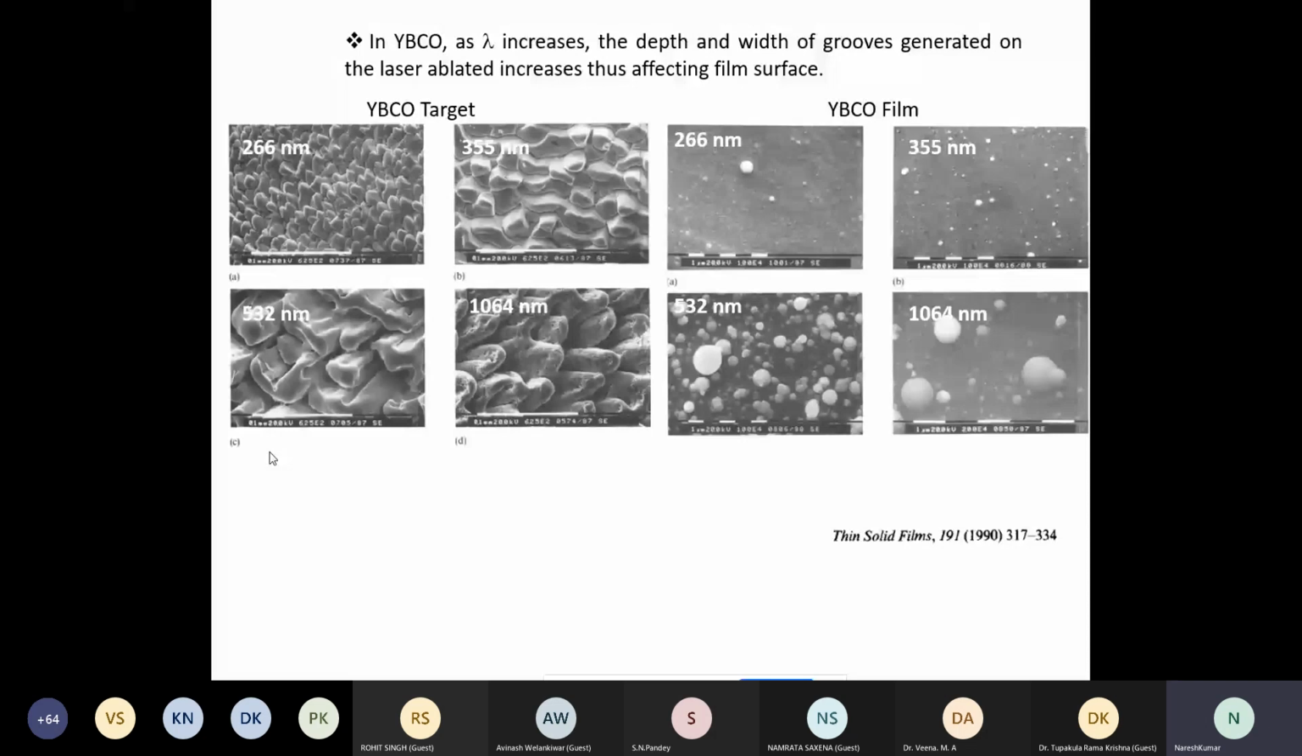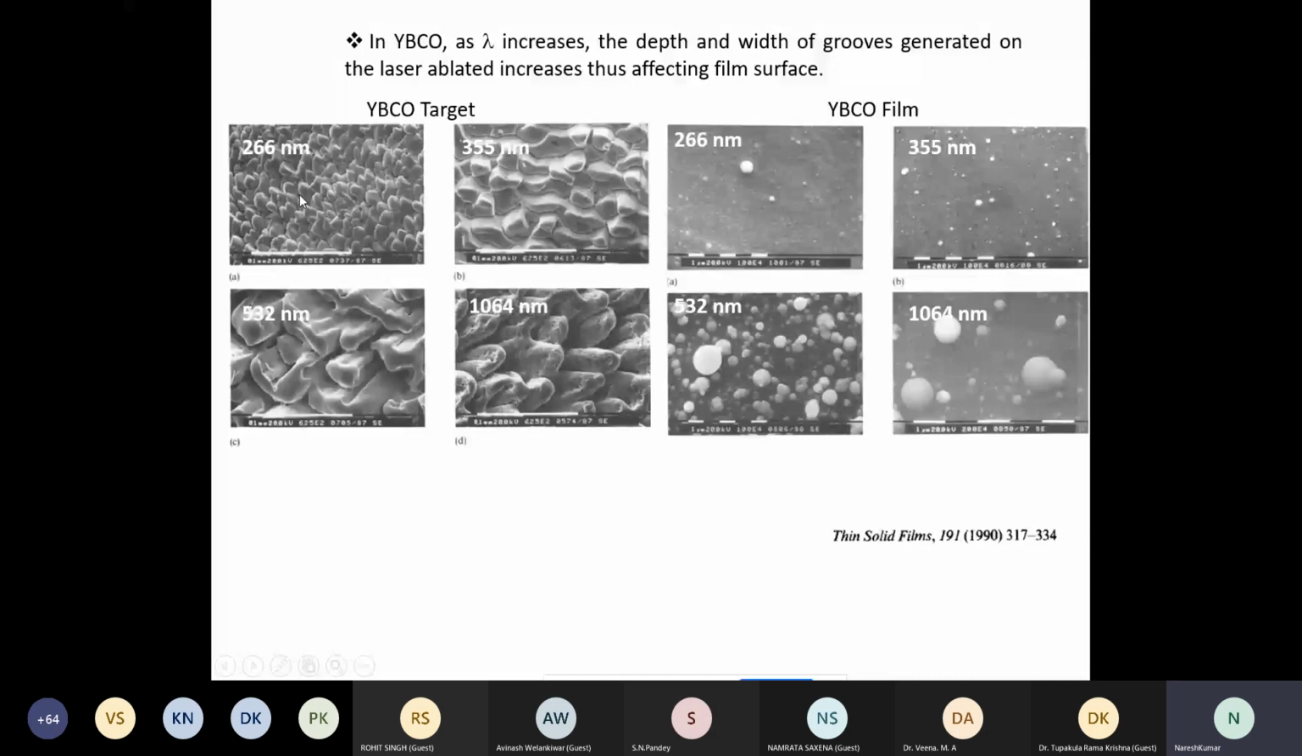But if I reduce the wavelength, let's say 266 nanometer, then these hills are not very sharp, not very high. So what happens is, if you go for, let's say, 1064, if the laser beam is coming to, let's say, this corner, then in this case the chance of getting bigger particles or splashing becomes more. But if you are working here, then the chances of getting bigger particles at the surface is less. So this is for the target, this is for the film.